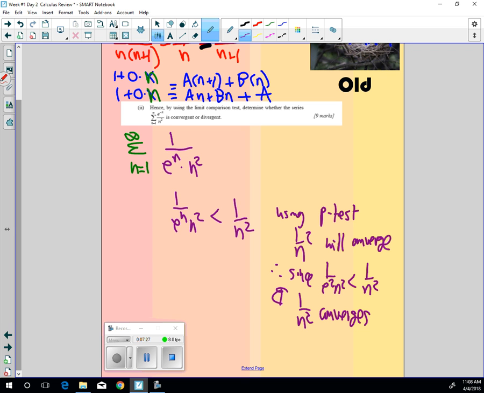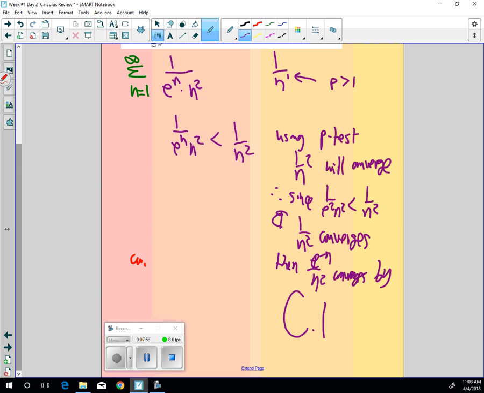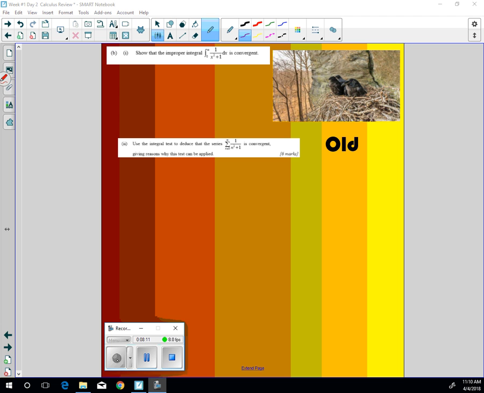I'm going to say that again. The p-test is the power of n. 1 over n diverges, but when you go anything bigger than a power of 1, as soon as that p is greater than 1, then it's going to converge. And so therefore, 1 over n squared converges, then e to the negative n over n squared converges by what? Comparison test. Because this one is bigger, and if the big one converges, then the little one has to converge too. Easier.